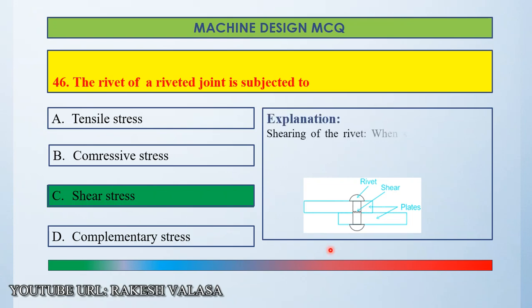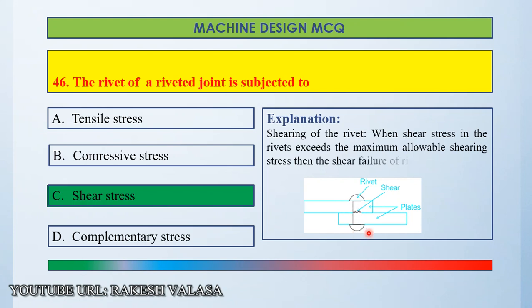Explanation. You can see the rivet joint in this figure. These both are rivets, these both are placed. In between, shearing is there. Shearing of the rivet. When shear stress in the rivet exceeds the maximum allowable shearing stress, then shear failure of rivets takes place in between two rivets. So the correct answer is option C shear stress.